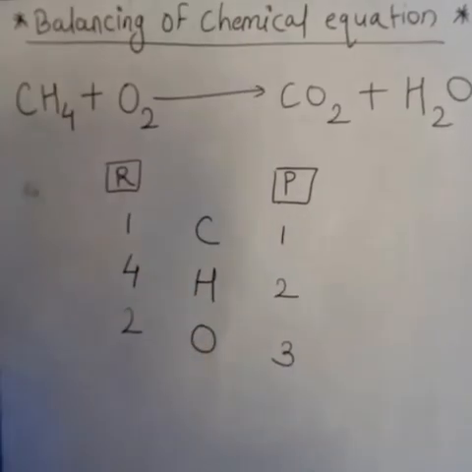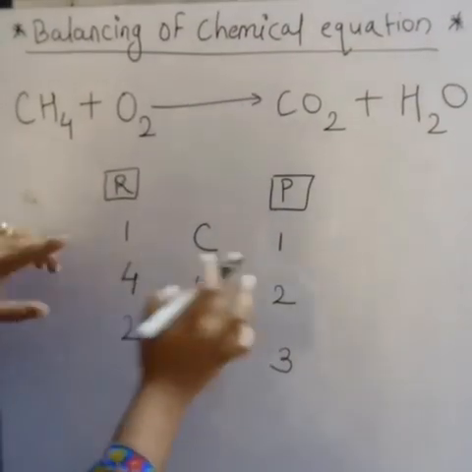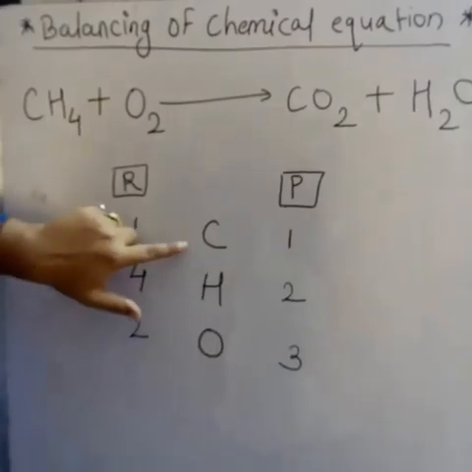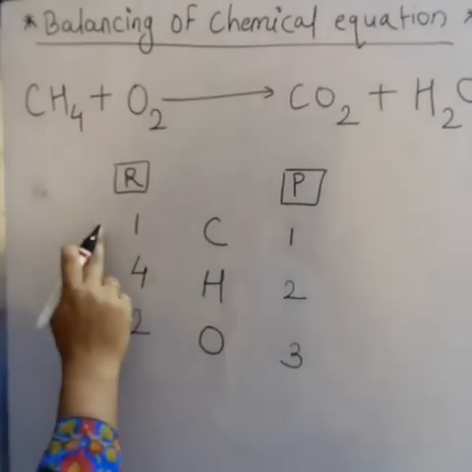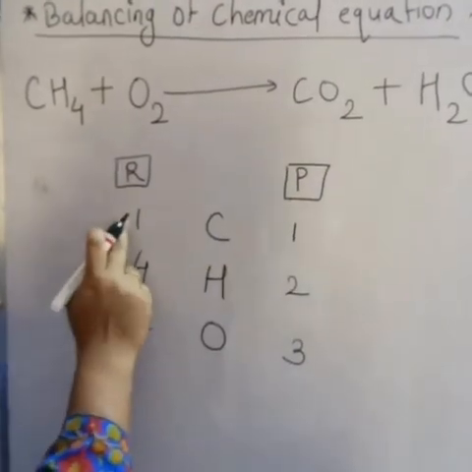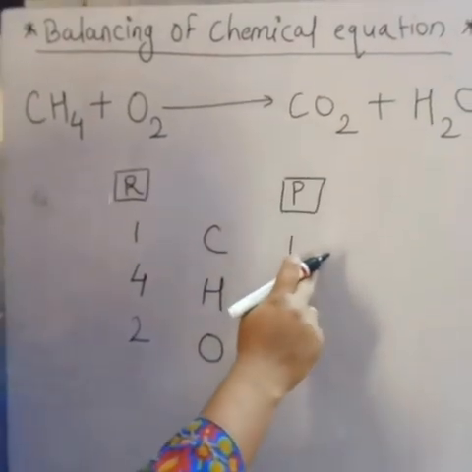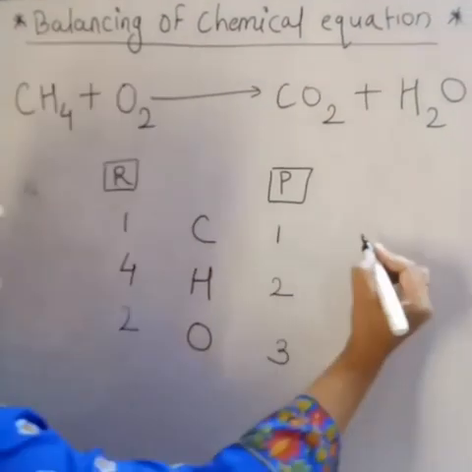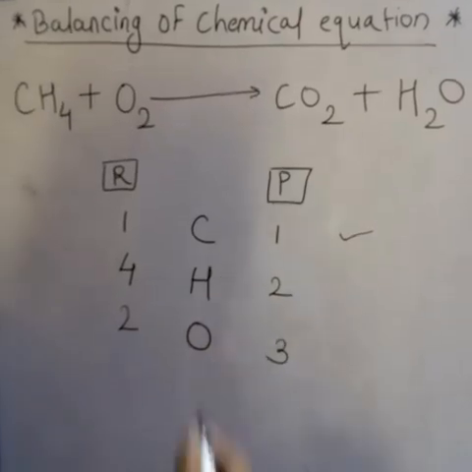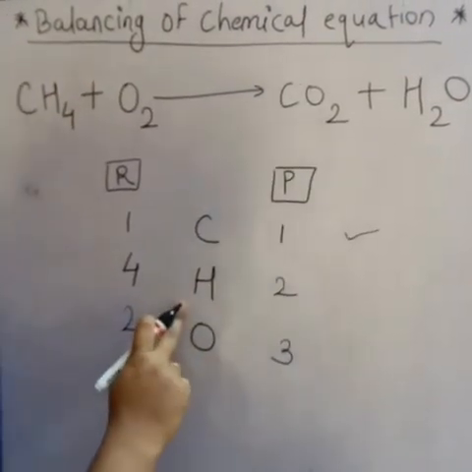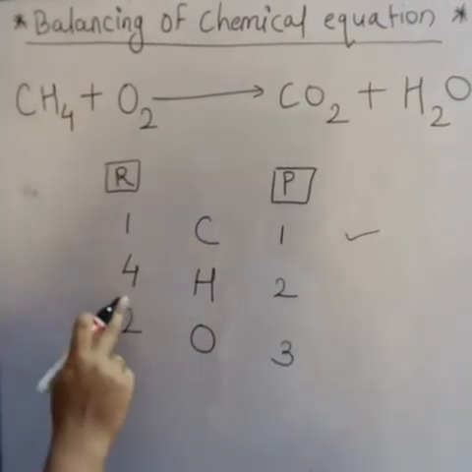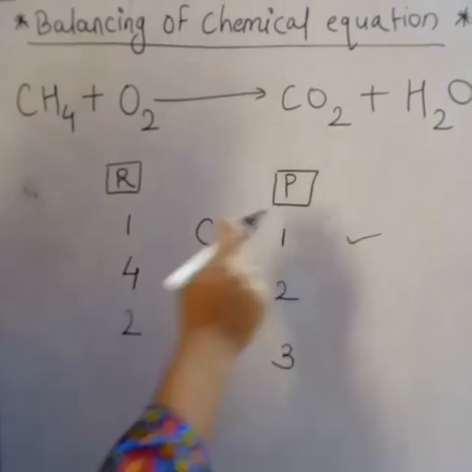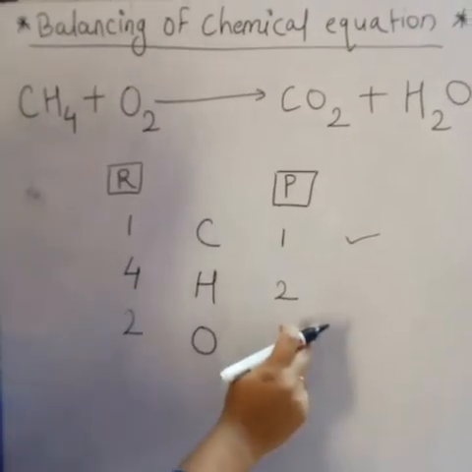One by one, all the elements will be checked for the correct equal number of atoms. Look at the carbon here. Already we can see 1 atom of carbon on the reactant side and 1 atom of carbon on the product side. So carbon is already balanced in the reaction. Now look at the hydrogen. On the reactant side there are 4 hydrogen atoms and on the product side there are only 2 hydrogen atoms.